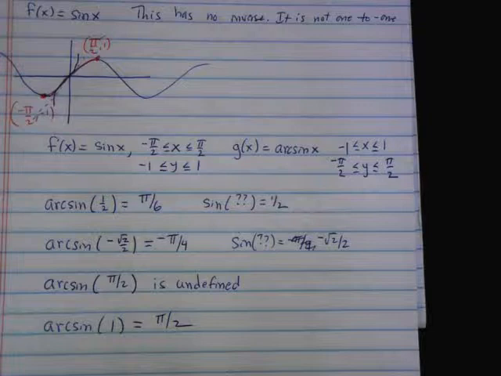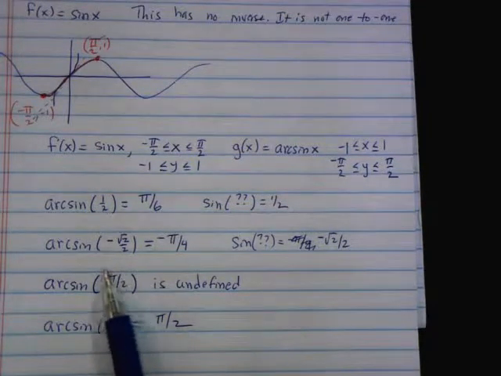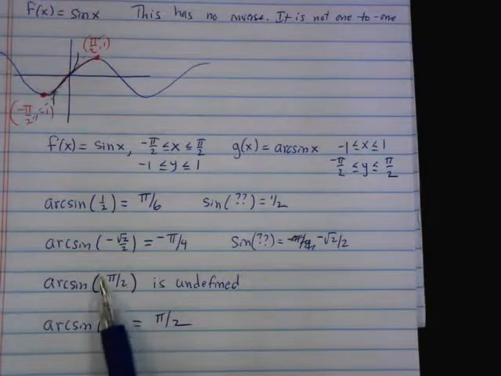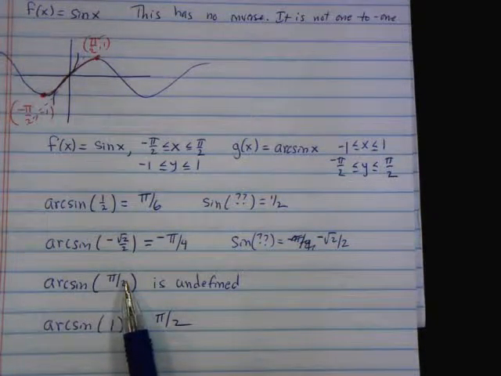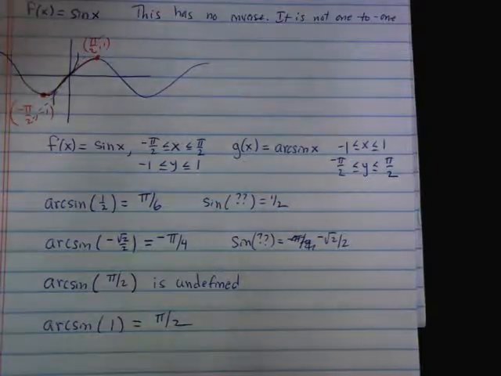All right, so watch out for that. Very, very tricky, your domain issues. The only numbers you can plug into arc sine are numbers between negative 1 and positive 1. I cannot plug in pi over 2. It's not within the domain.